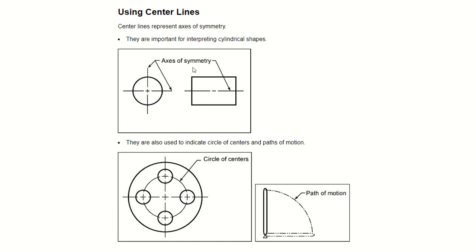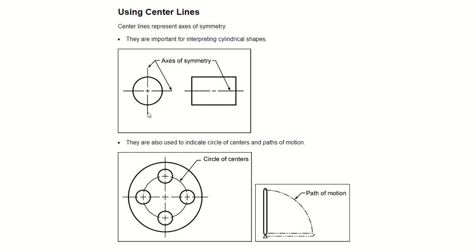Okay, so we'll get into the center line. The next line is a long dash, short dash, and then followed by a long dash. We're going to describe the axis of symmetry. See, this side is exactly the same as that side in a circle because they have the same radius. This is your center. So that's what we call the axis of symmetry.